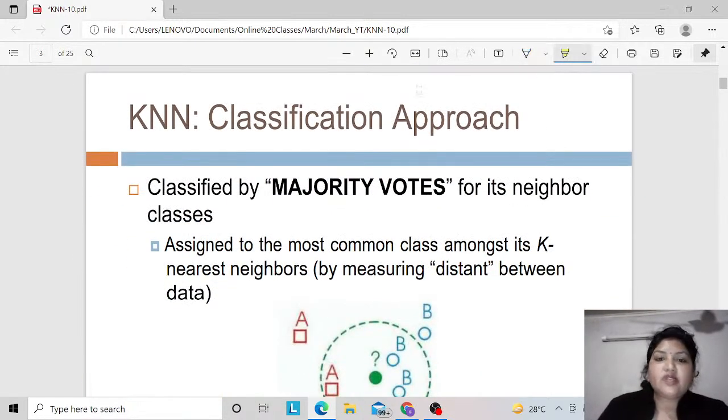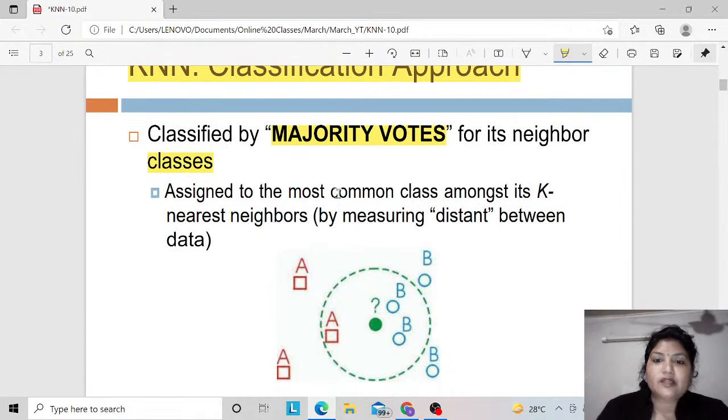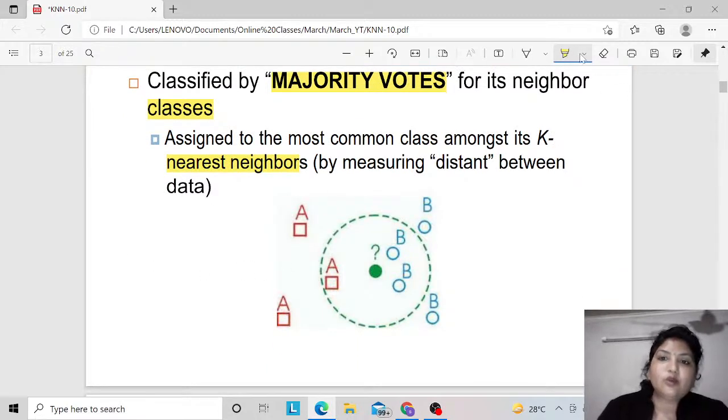Now let us move to the next part. KNN classification approach: classified by majority votes of its neighbor classes. It is assigned to the most common class amongst the k nearest neighbors by measuring distance between data. So we find out the distance between data, and we are finding the common classes, the common features out of it, so that we pick the one which has the minimum distance.